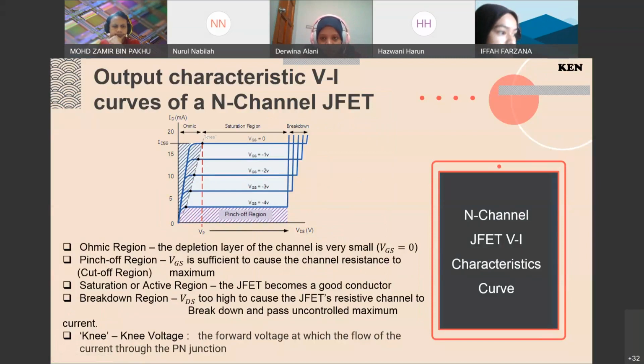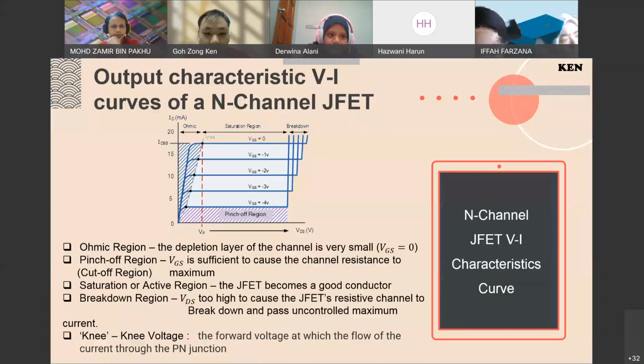I think we can see that the current suddenly increases. So at the breakdown, the JFET cannot control the current flowing through the channel. The JFET no longer works as a current controller. Okay.